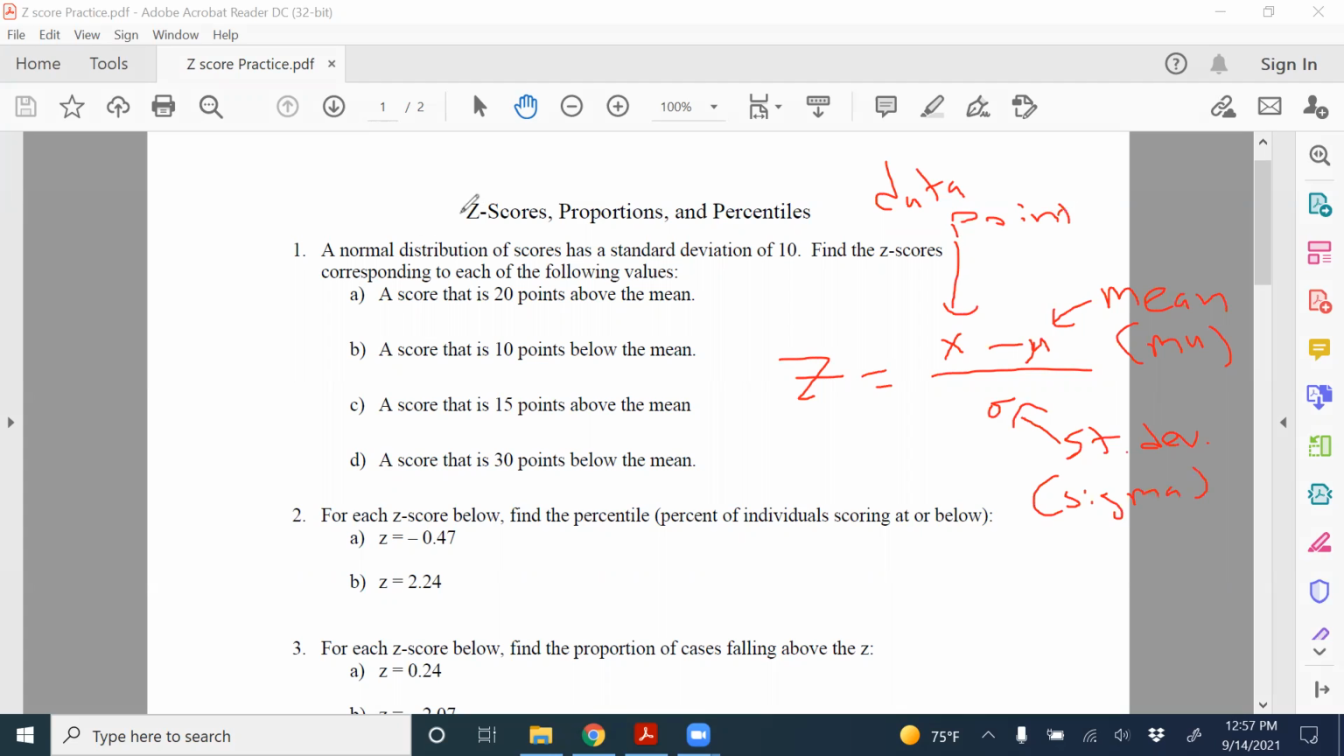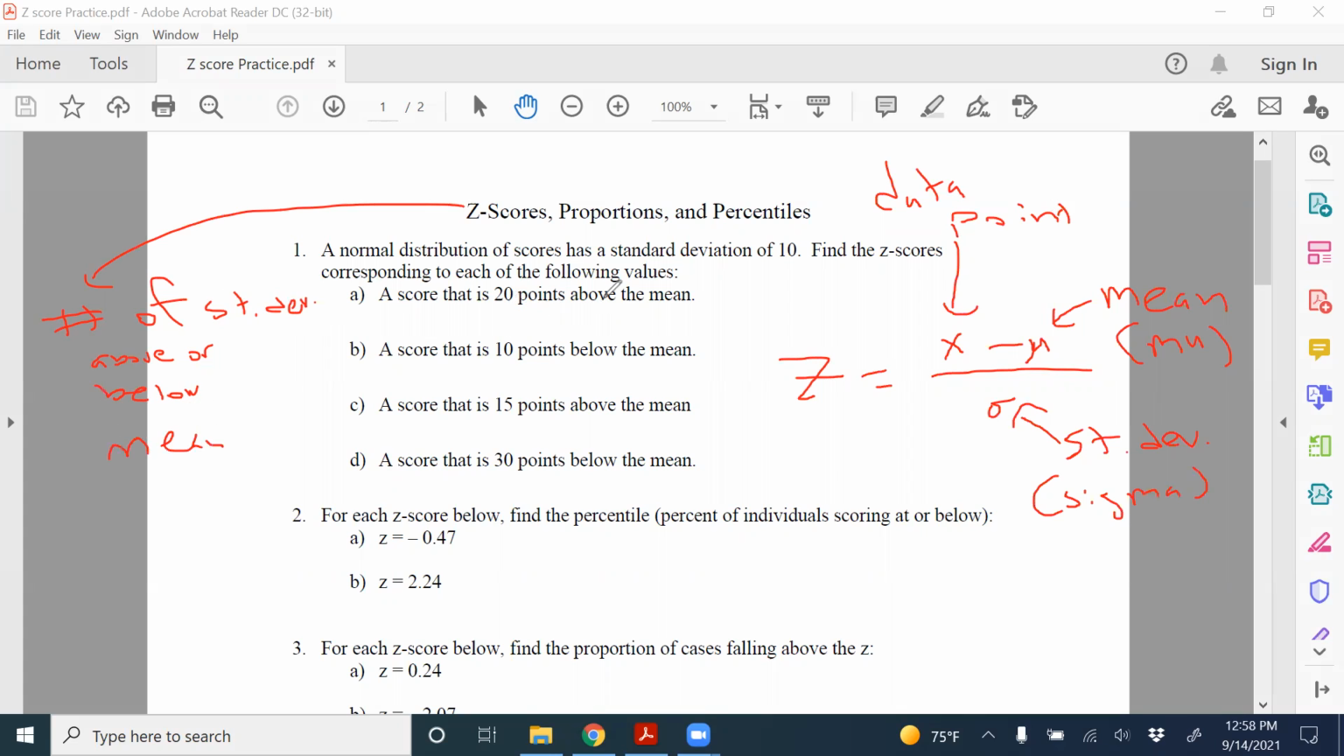Now z, what it truly represents is the number of standard deviations above or below the mean. So if you're below the mean, your z-score is going to be negative. If you're above the mean, it's going to be positive.